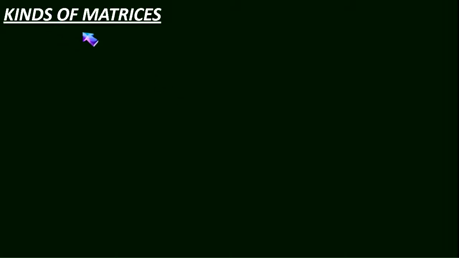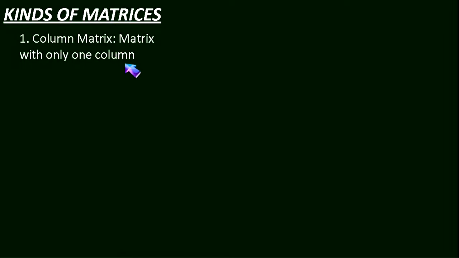So, we also have here the kinds of matrices. First, the column matrix. So, the column matrix is the matrix with only one column. So, we have here an example of a column matrix. So, isang column lang yung ating matrix. So, that is 3 by 1 matrix. 3 rows and 1 column.